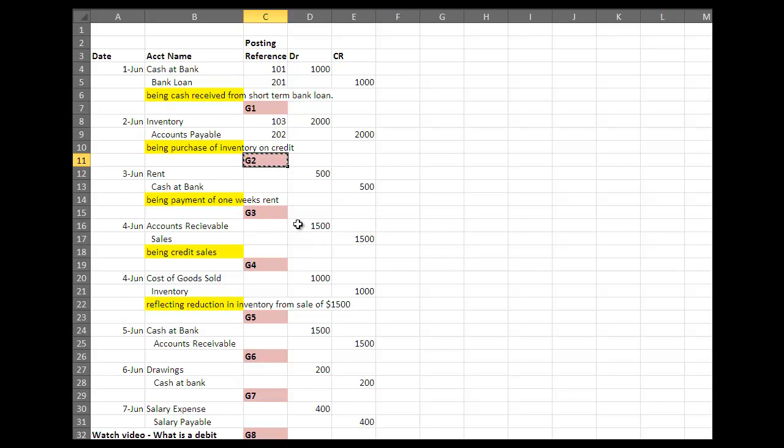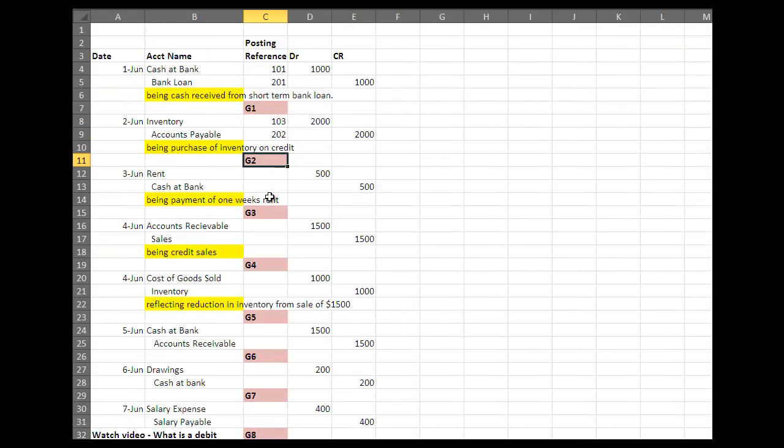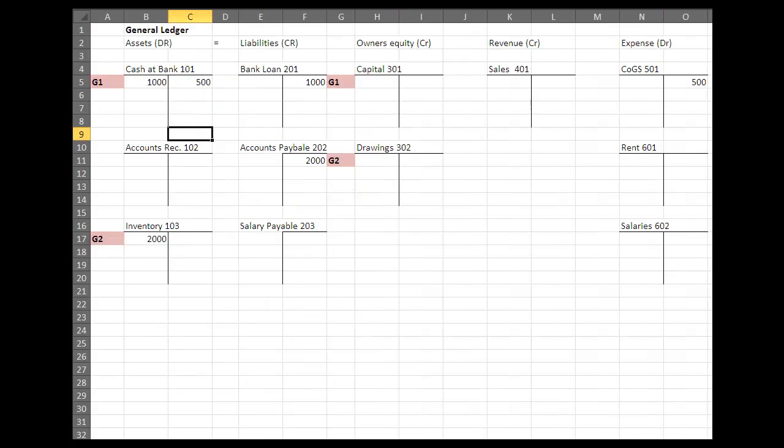Let me go to the next one. Rent, where were we? Rent $500 debit, cash at bank $500 credit, and we can signify these are posted, account 501 and account 101. Again, we write this in only after we've posted them. And then we do the reverse, so we've always got an audit trail. That was item G3.